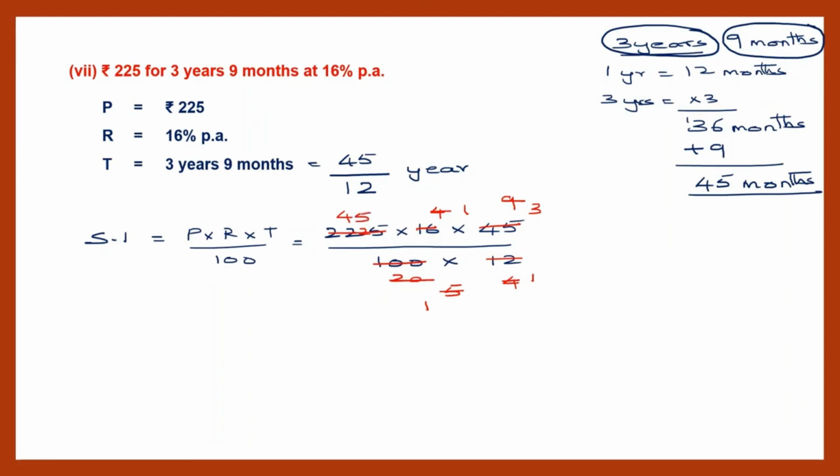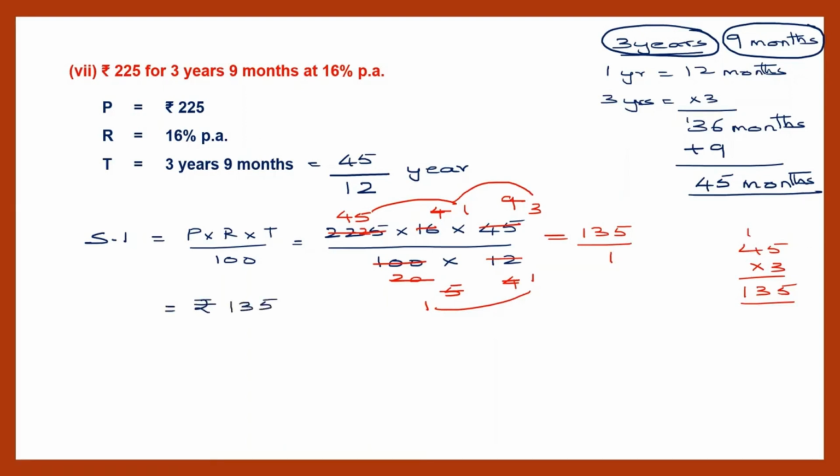In the numerator we have 45 into 1, that's 45, into 3. So let's multiply 45 into 3. 3 5s are 15, carry 1. 3 4s are 12, plus 1, 13, 135. And in the denominator we only have 1 into 1, that is 1. So we have found our simple interest. Our simple interest is rupees 135. So we've finished the first part of the question.